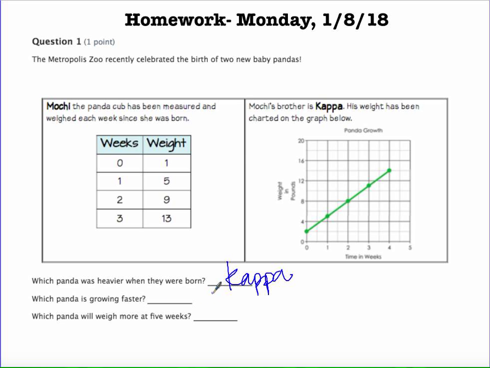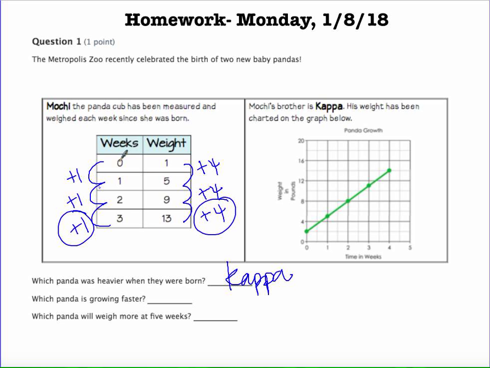Which one's growing faster? So they're talking about slope, rate of change. To find rate of change or slope from a table, you do changes in y divided by changes in x. So we've got plus 4, plus 4, plus 4, over plus 1, plus 1, plus 1. Slope is change in y divided by change in x, because this is xy. So it's 4 over 1. So Mochi's growing 4 pounds per week.